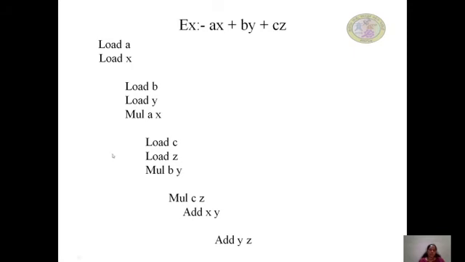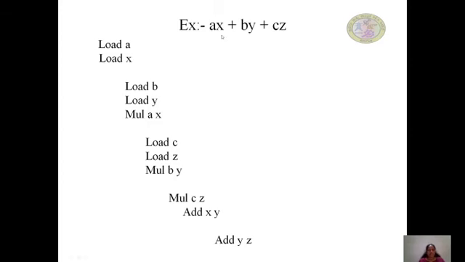So how is it going to execute this? First it needs to load operand A and operand X. Then it needs to load operand B and operand Y. Then it needs to load operand C and Z.